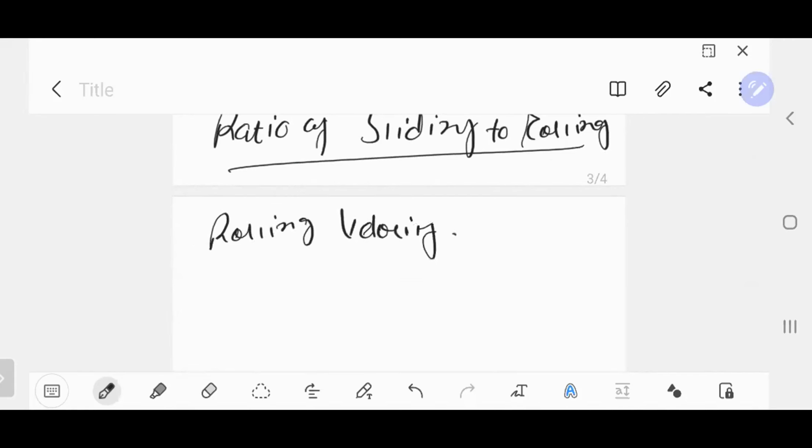Okay, before calculating, what is the meaning of this sliding to rolling? See, two gear teeth will engage like this. Two gear teeth will work like this. Are you getting? It is going to work like this. Now on this surface, it is having some rolling effect like this. This is the rolling effect.